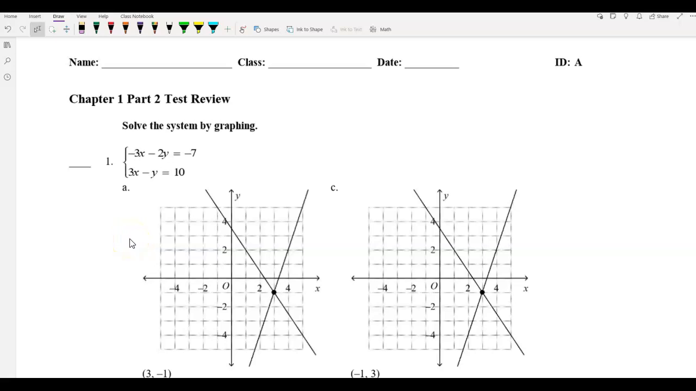Let's go ahead and start this test review. Our first question is solve a system by graphing. So here we have two linear equations that need to be graphed. So first things first, we want to get into slope-intercept form.